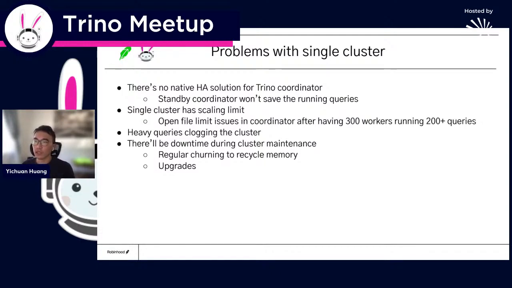Also, a single cluster has a scaling limit. Like I mentioned before, we met this open file limit issue when we had 300 workers with 200 running queries. And there could be several heavy queries clogging the whole cluster, which blocks other simple queries as well. And there could be downtime during cluster maintenance, like regular churning of the Trino workers to recycle memory, and also when we're doing upgrades.